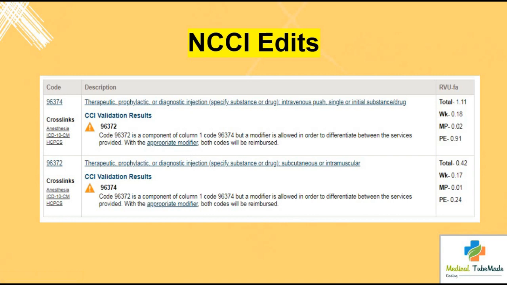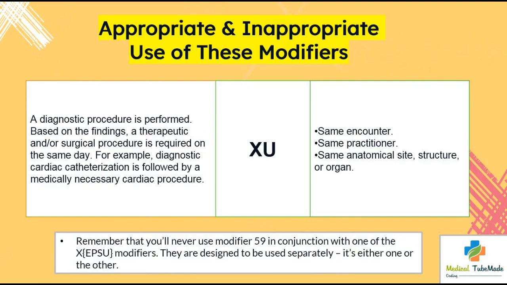So in this case, we need to add modifier XU to the column 2 code. Column 2 is 96372. This is the column 2 code here. So we need to add modifier XU to 96372, and then we will not get the conflict or edit error again. As you know, this modifier is only applicable for Medicare payers, and if it is another payer, like non-Medicare, then you can go with modifier 59.